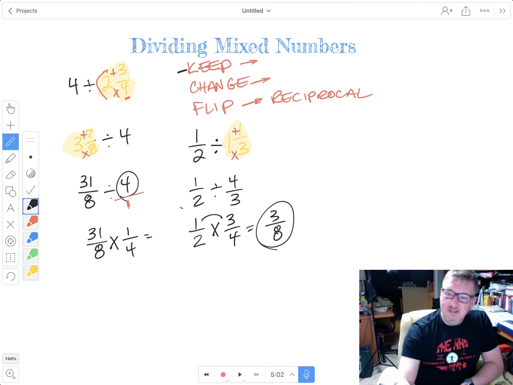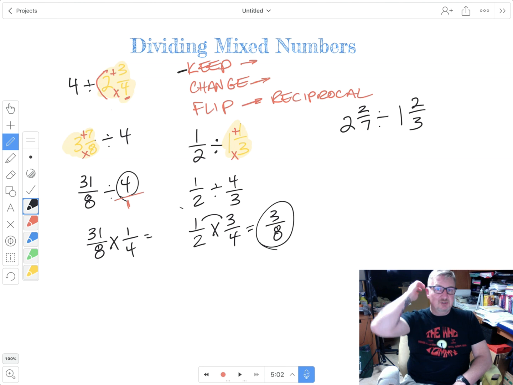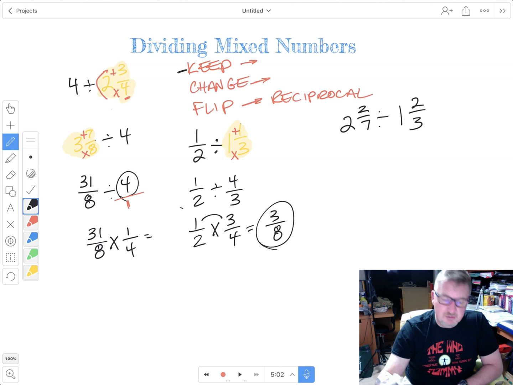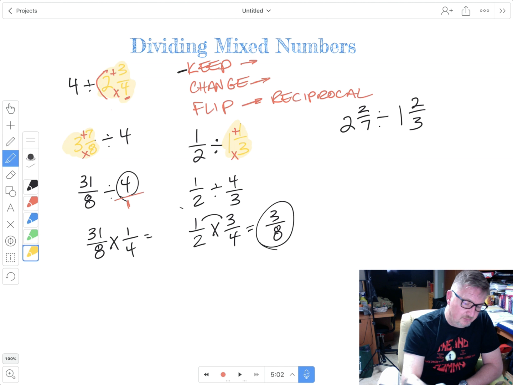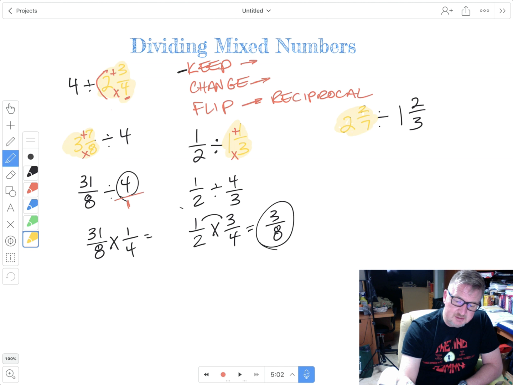Last example, and I'll let you guys go, is a mixed number divided by another mixed number. Okay, so this is just double trouble. You got two mixed numbers. You got to take them both, turn them into improper fractions. So that's the first step. All right, so that's what we're going to do first.